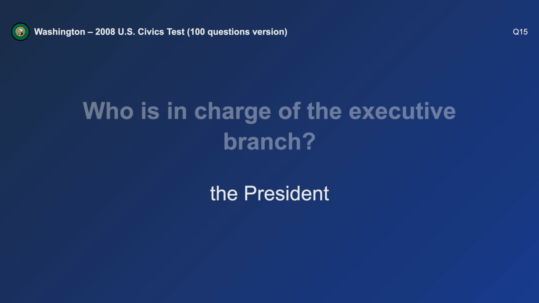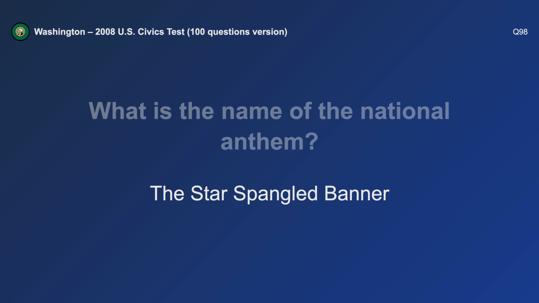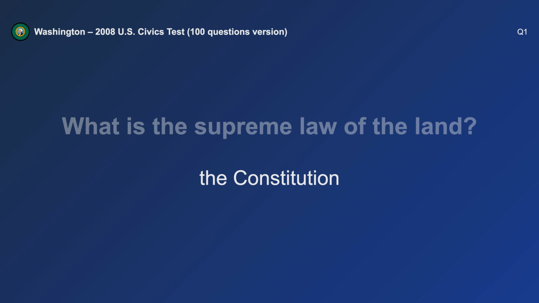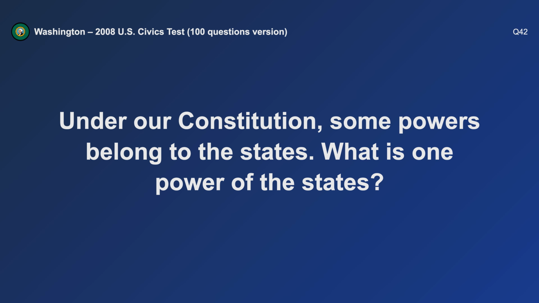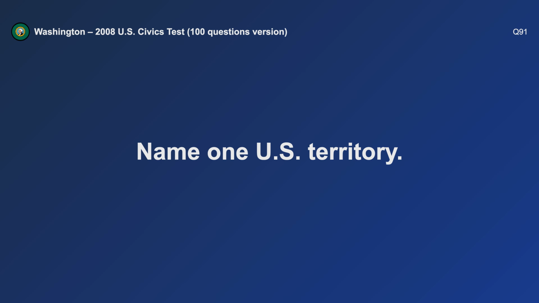The President. What is the name of the national anthem? The Star-Spangled Banner. What is the supreme law of the land? The Constitution. Under our Constitution, some powers belong to the states. What is one power of the states? Give a driver's license.